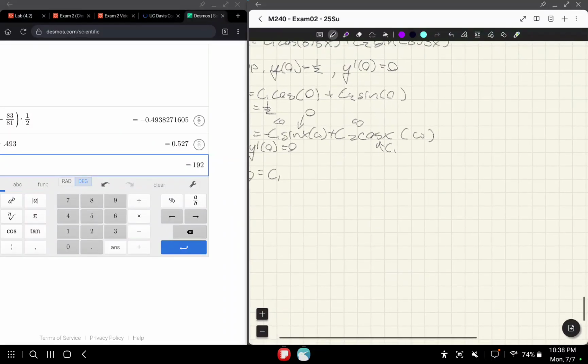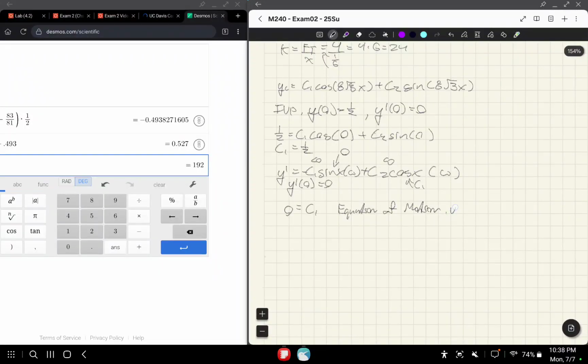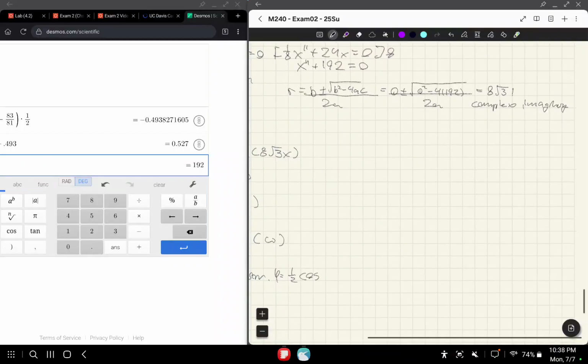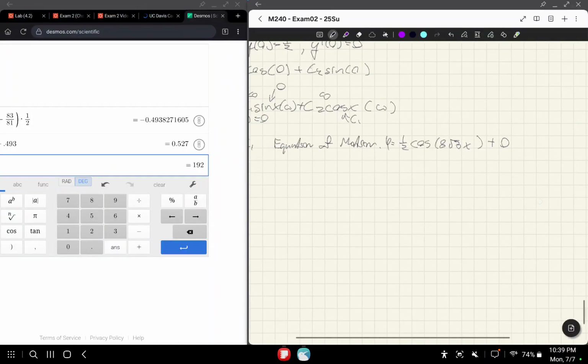So our equation of motion for this part, part 4a, will just be y equals 1/2, that is C1 cosine 8 square root 3 x, plus 0 since C2 will be 0.